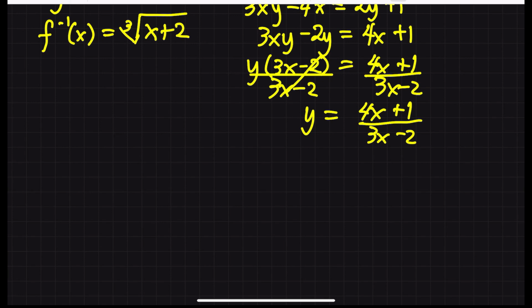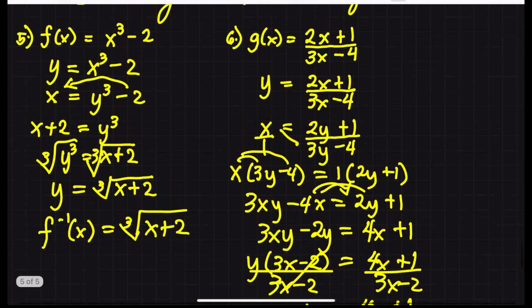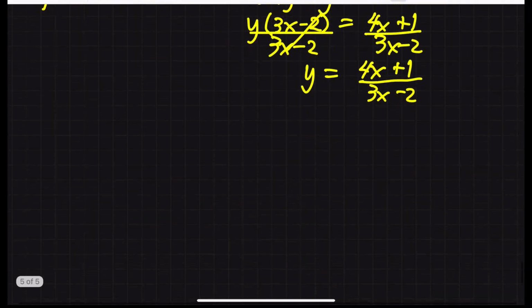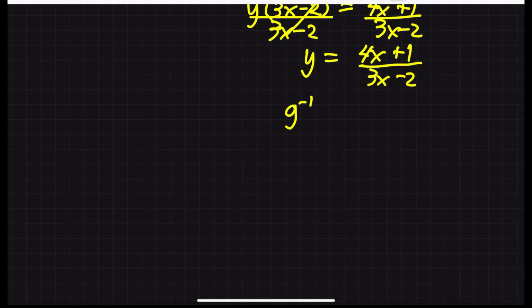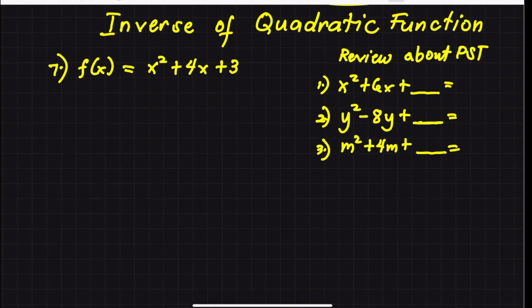So, yan na yung inverse ng ating function. So, ang function natin ay g of x. So the inverse of g function is (4x plus 1) over (3x minus 2). Inverse of quadratic function. So, paano nga ba hanapin yung inverse ng quadratic function?